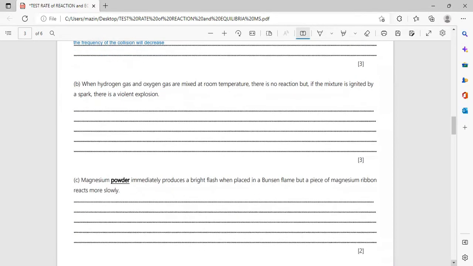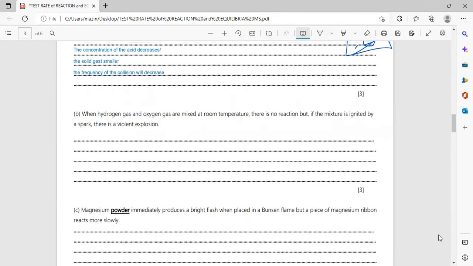Just particles are more or less, just frequency of collision, not frequency of successful collision. Successful collision or energy we say only when temperature changes or when catalyst is used. When a catalyst is used, the required energy, the target energy, is less, then there could be successful collision.